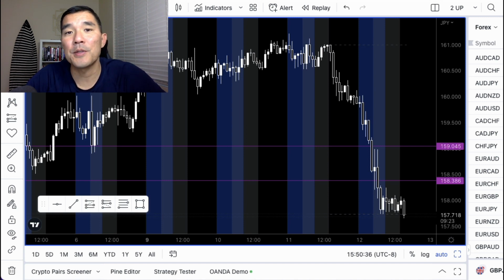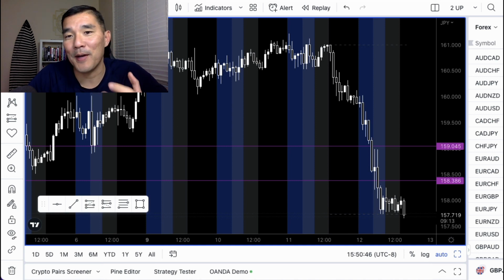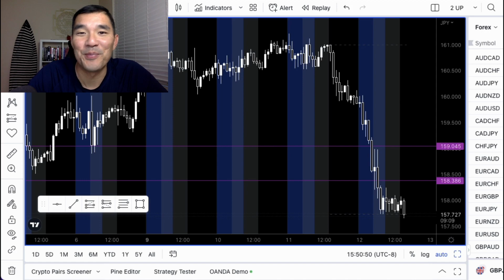Now, there are certain rules that you have to follow when it comes to hedging in a US account, but there are also workarounds that you can do to basically get the same effect of hedging that you would in a non-US account, but do it in a US account.